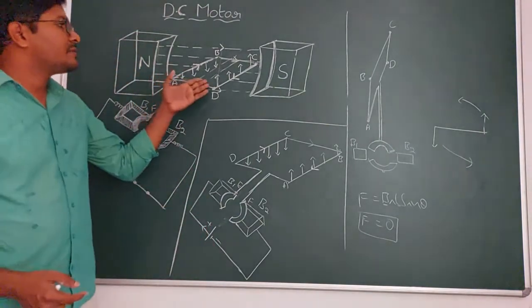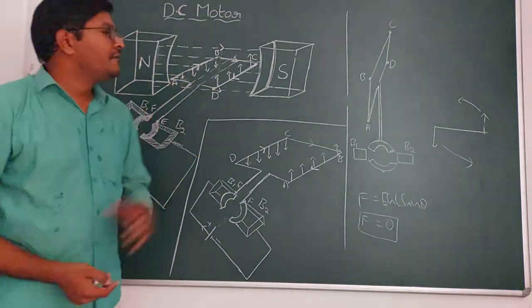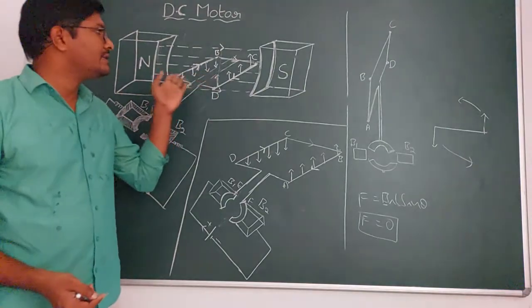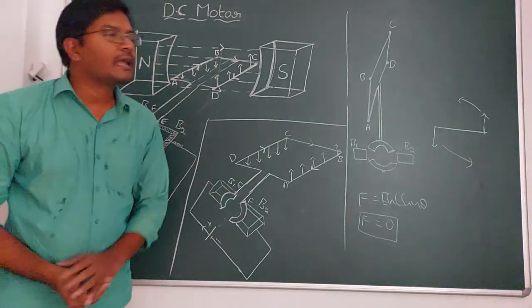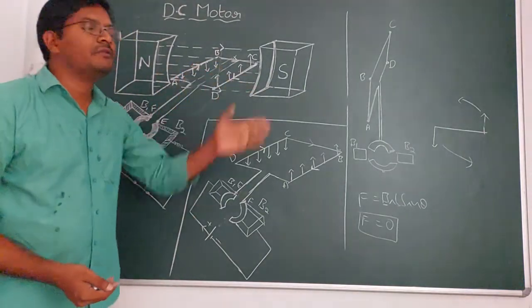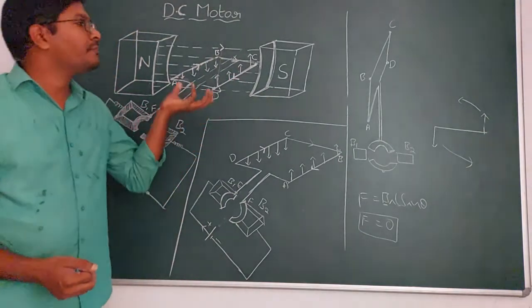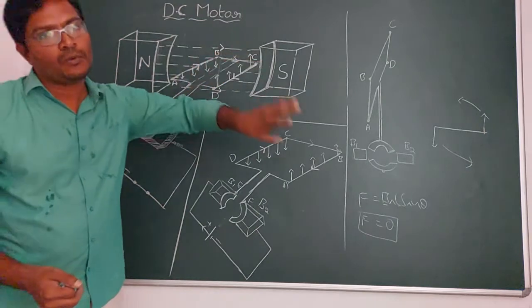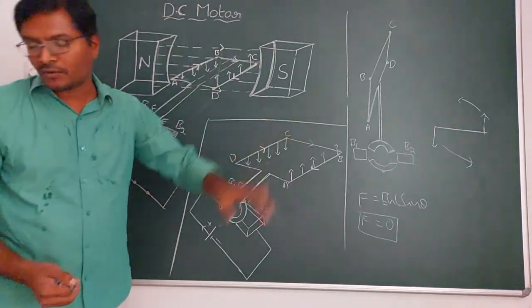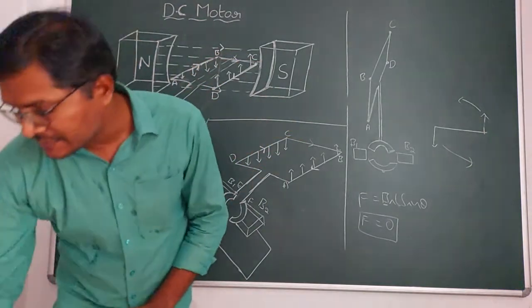Where are we placing this? In a uniform magnetic field. This is said to be a coil. If a current carrying coil is placed in a uniform magnetic field, it experiences a torque. So because of that torque, it is going to rotate. It can complete the rotations. This is the working of DC motor.